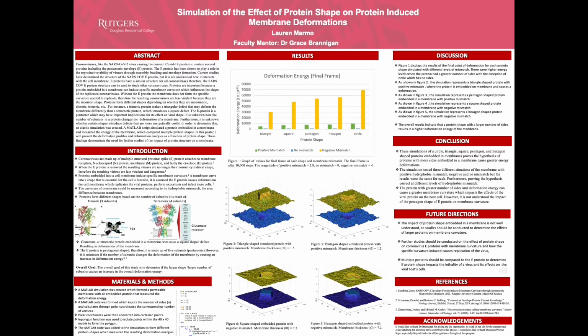Cell membranes have a specific curvature which is essential to their function, including replication. Proteins embedded in a membrane cause specific membrane curvature. The membrane curvature is measured according to the membrane's level of hydrophobic mismatch and its deformation energy. Proteins are made up of multiple subunits which form different shapes and cause different deformations. The E protein is pentameric, made up of 5 subunits, and causes a pentagonal-shaped membrane deformation.